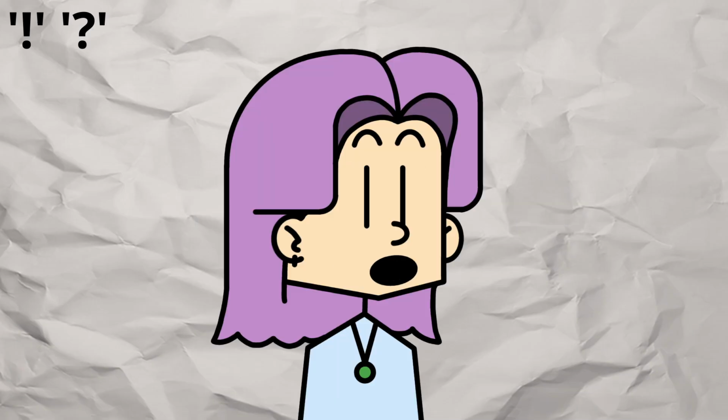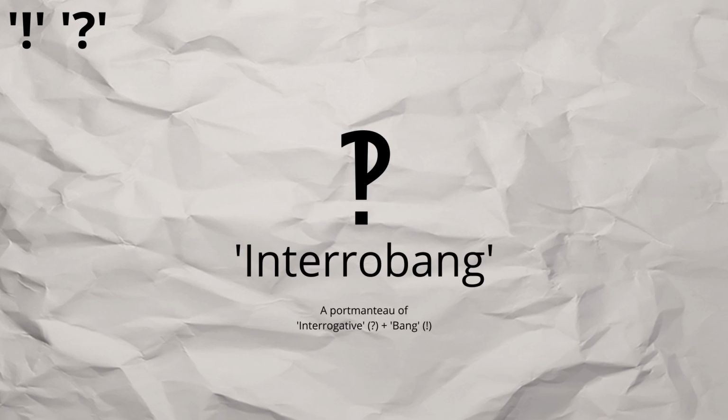Now, when you want to write an exclamatory question, you may want to end your sentence with one of these. But there is already a symbol for this. It's called an interrobang, and as you can see, it has a very original design.